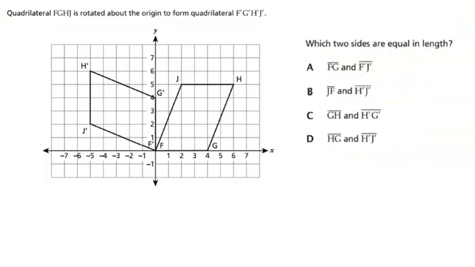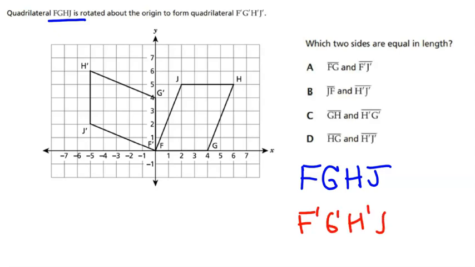Number 9 is asking us about corresponding parts that are congruent, that are equal in length, right? So you are congruent, the same size. So you might remember us talking about the name of a quadrilateral and the name of its new image with the prime signs. And so we know that FG is going to be congruent or equal in length to F prime G prime. And we know that GH is going to be congruent to G prime H prime. So let's see what our options are here.